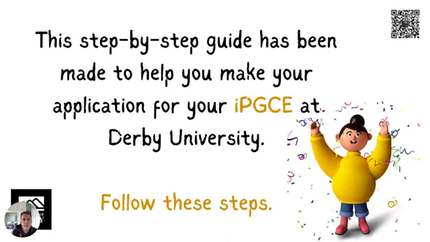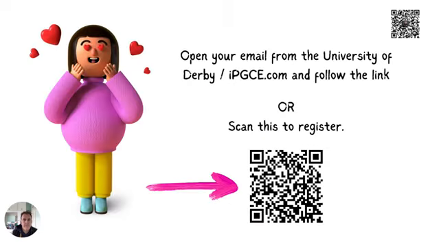This is a step-by-step guide and has been made to help make your application for the IPGCE at Derby University as easy as possible. If you follow these steps, it should be a pretty straightforward and easy process, which shouldn't take more than 35 to 40 minutes.